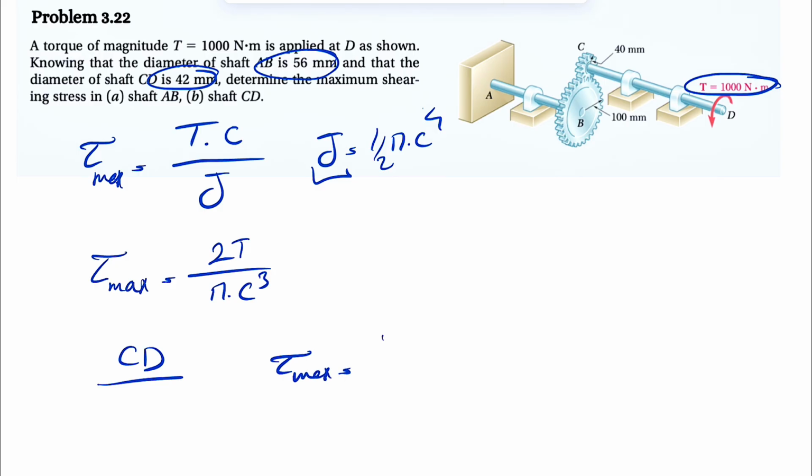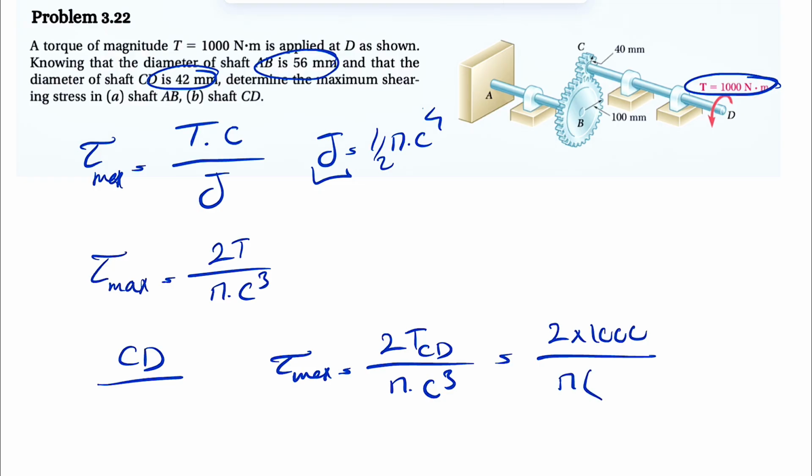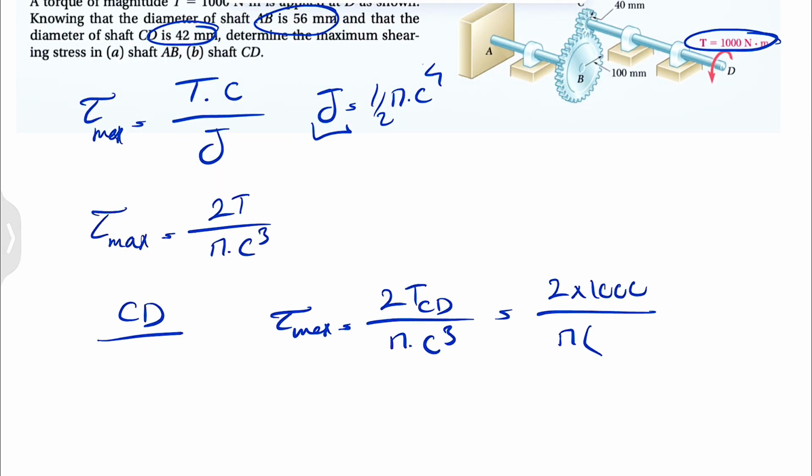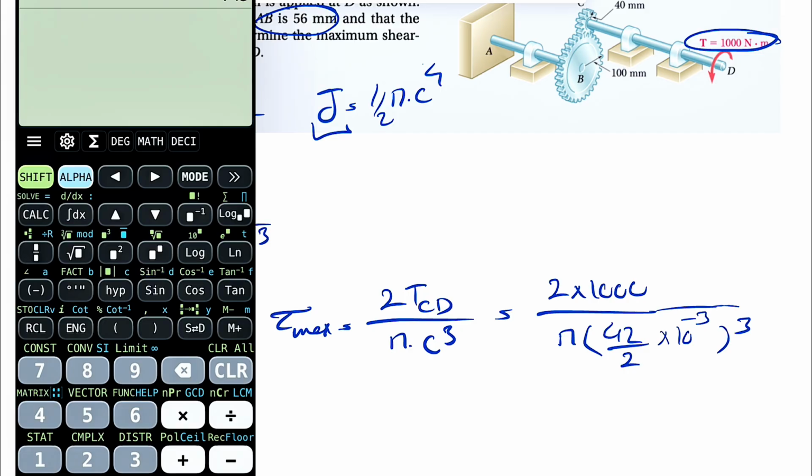So let's start with CD. The maximum shearing stress would be 2 T_CD over pi c cubed. So 2 times 1000 over pi. So the diameter is 42 divided by 2. That's going to be our radius. And since this is in millimeters, we're going to multiply it by 10 to the minus 3 to get it in meter.